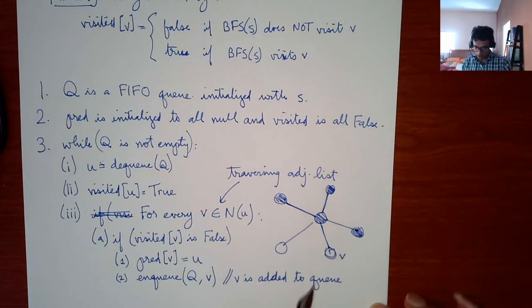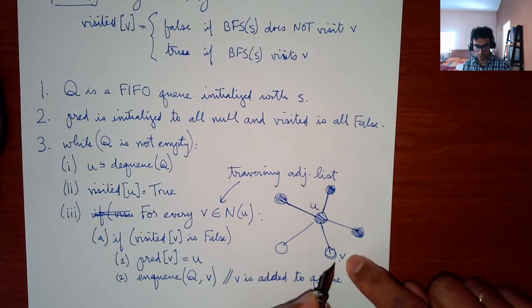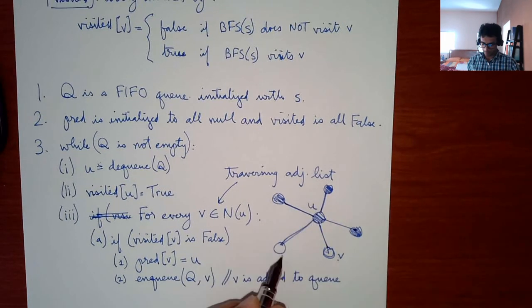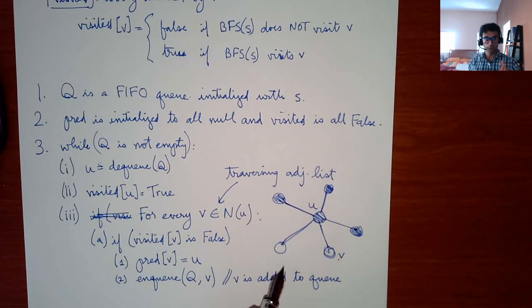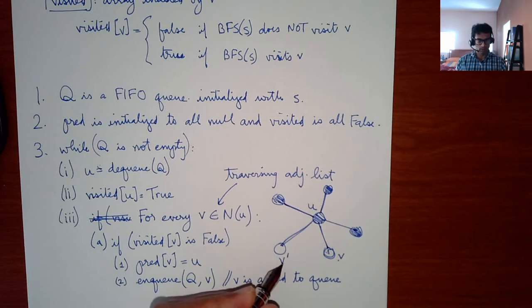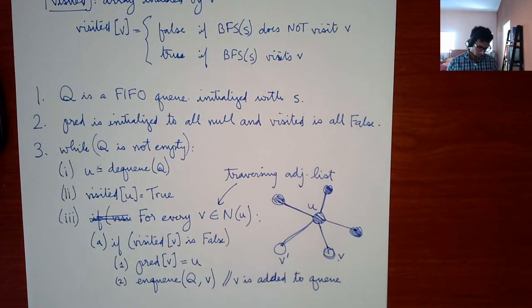The predecessor of V is going to become U, and then V is going to go into the queue. Then it's going to go to the next neighbor. Let's say I'm going to call this V prime. V prime has not been visited. The predecessor of V prime is going to become U, and then V prime ends up in the queue.